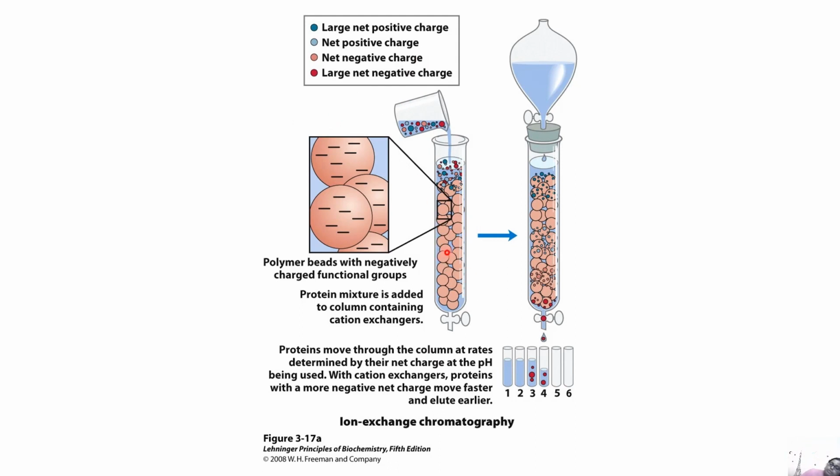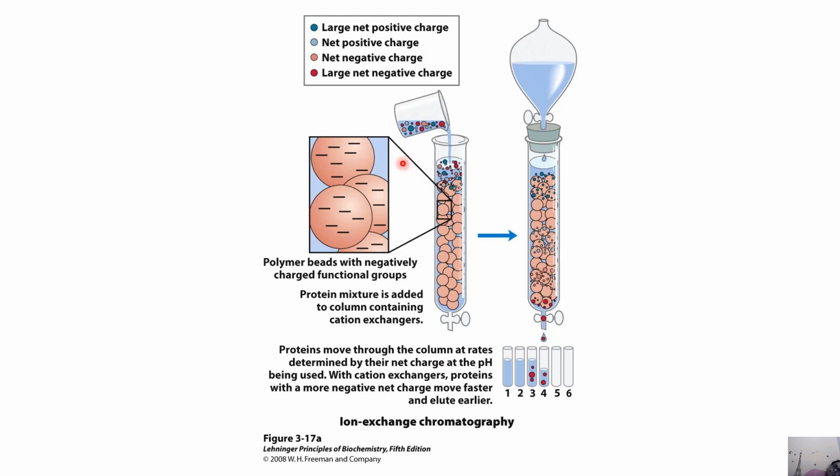In the stationary phase, we have polymer beads with negatively charged functional groups. Now the protein mixture is added to the column containing the cation exchangers. Proteins will move through the column at rates determined by the net charge and the pH being used. So with cation exchangers, what happens? Proteins with the more negative net charge move faster and elute faster.